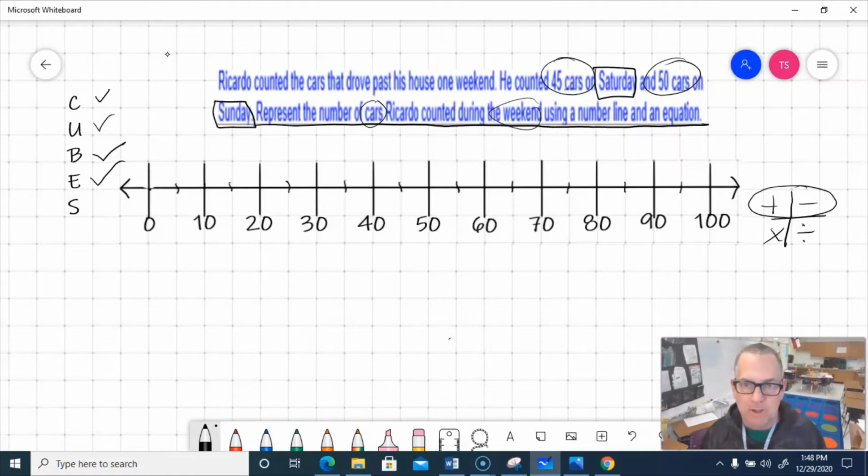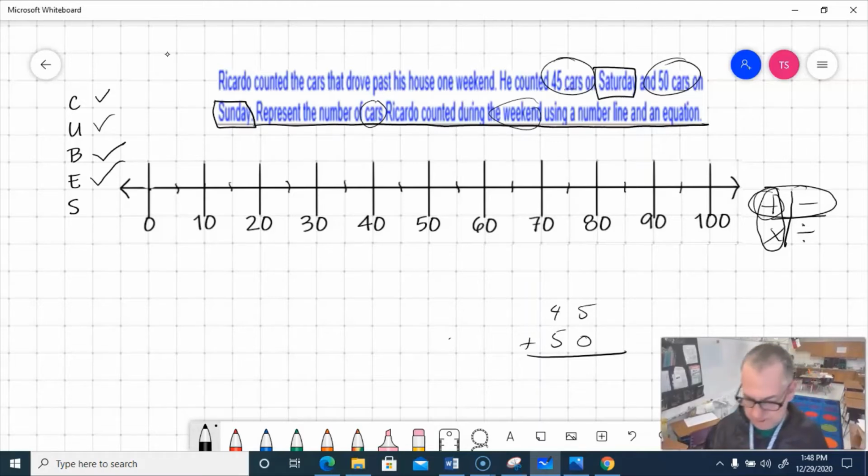And I'm also looking at there's 45 cars on Saturday and 50 cars on Sunday. I don't think my answer is going to be less than 45. So if it's going to be more than 45, there's 2 operations to do that. That's addition and multiplication. So it looks like I'm going to do an addition problem. I'm going to do 45 plus 50.